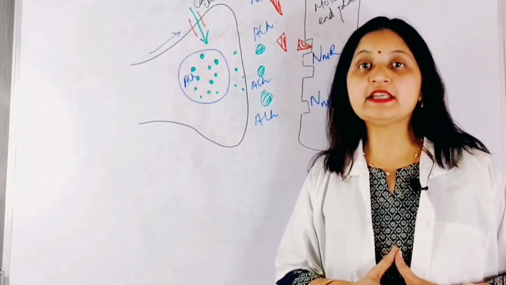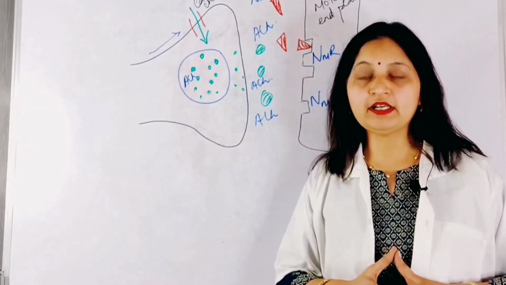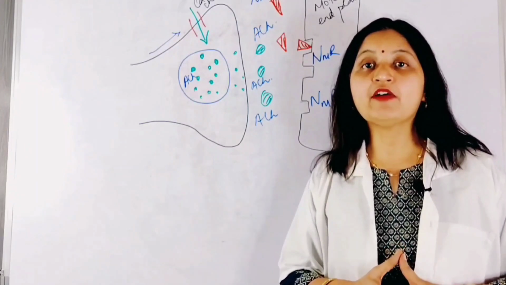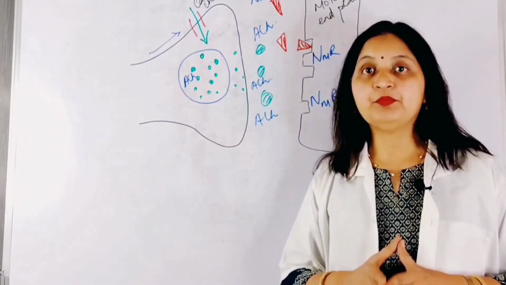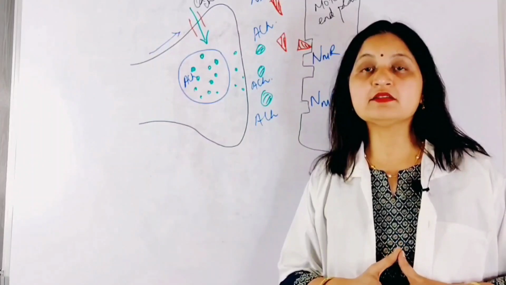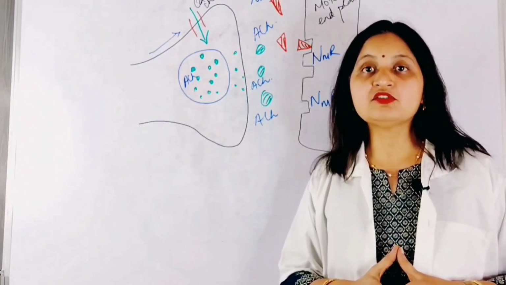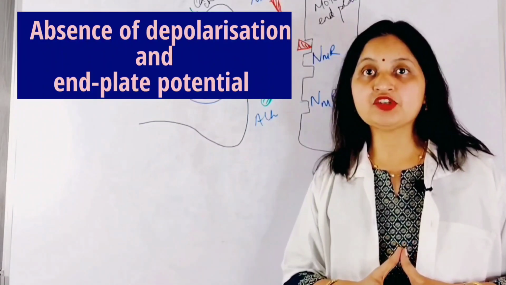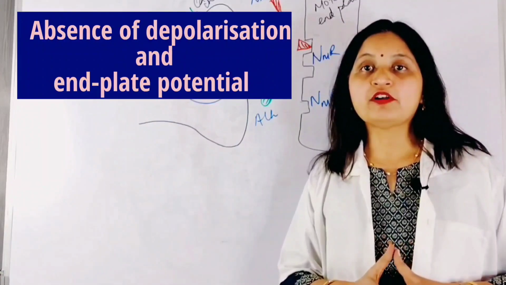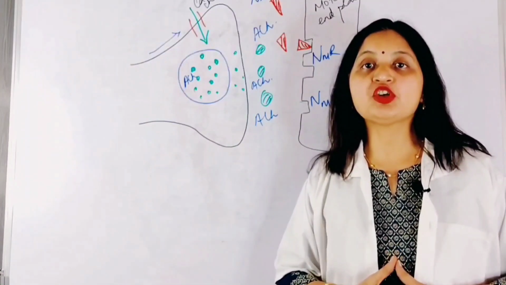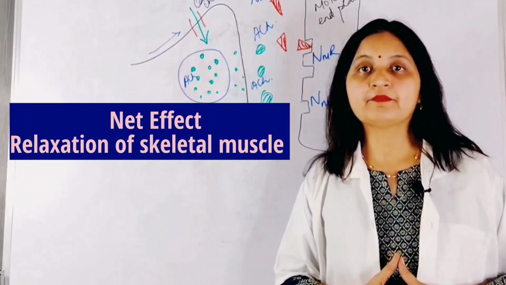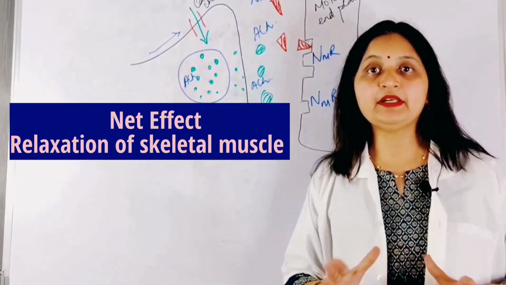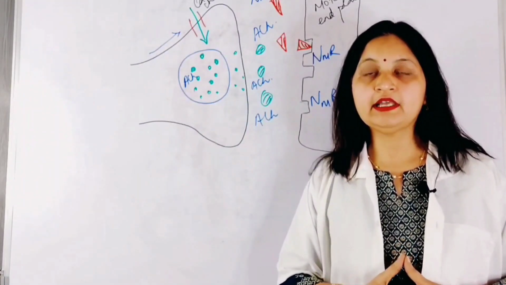It competes with acetylcholine for the NM receptor at the motor end plate and prevents the binding of acetylcholine. Since the binding of acetylcholine is blocked, the sodium channels do not open, and this leads to the absence of end plate potential, and the absence of end plate potential leads to absence of contraction of the skeletal muscle, or relaxation of the skeletal muscle. In this way, a non-depolarizing neuromuscular blocker acts as a competitive antagonist of acetylcholine.